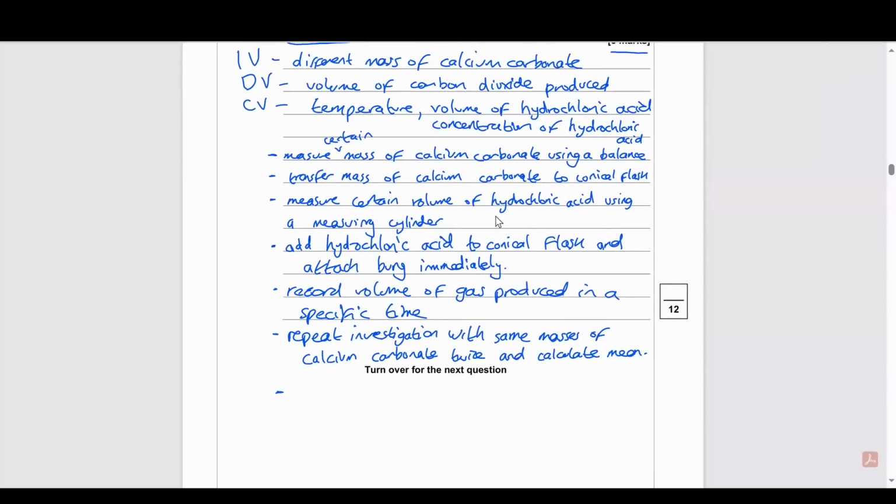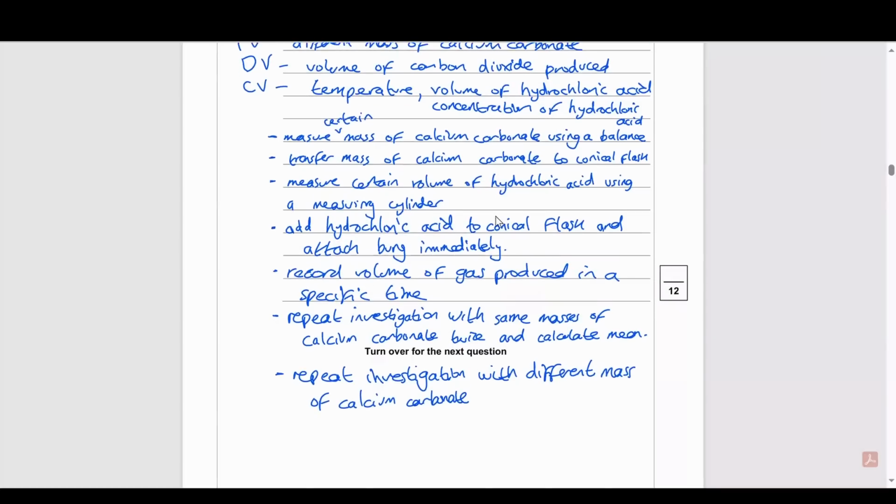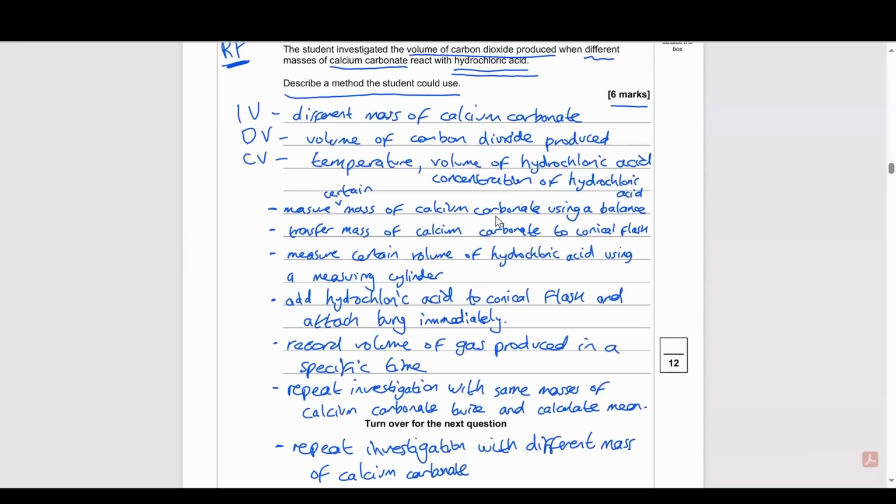But then what we definitely want to do after we've done that is repeat the investigation, but with a different mass of calcium carbonate. And there's our answer. We should get 6 marks.